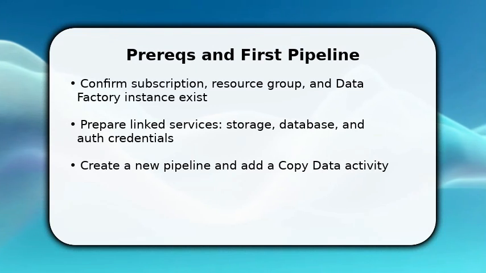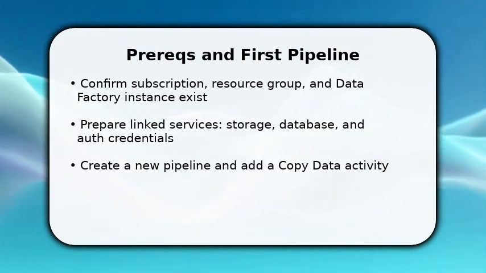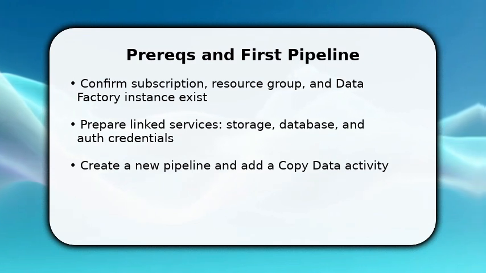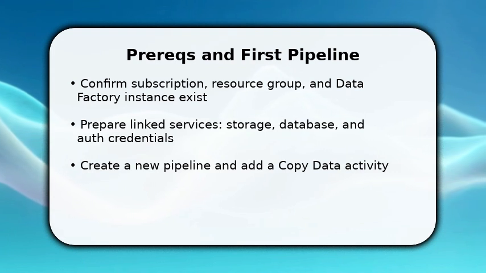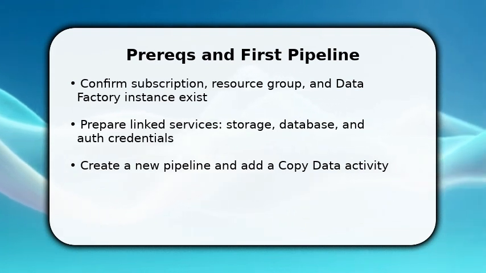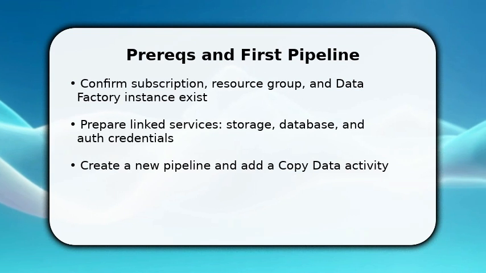You begin by verifying prerequisites: subscription, resource group, and an instantiated data factory. Next, register linked services for source and sink so connectivity is established. This matters because pipelines depend on those endpoints.